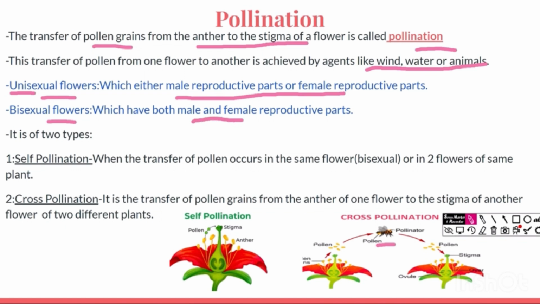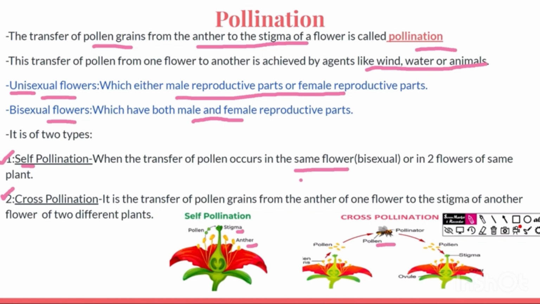Moving ahead now with the types of pollination. We have self-pollination and we have cross-pollination. What is self-pollination? Self, you can understand by the name. Pollination which occurs within a plant. So pollination which occurs in the same flower. Whenever a flower is bisexual, here you can see the flower is bisexual, it has the anther as well and it has the stigma as well. So when pollination occurs in the same flower, from this anther the pollen grains simply go to the stigma of the same flower. Such pollination is called self-pollination.